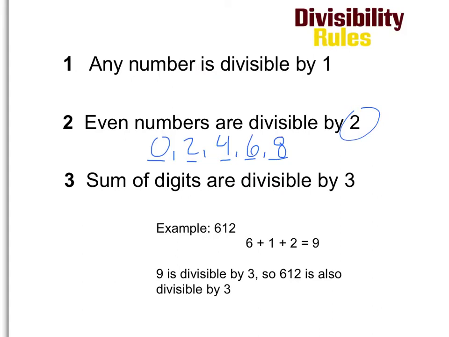3 is kind of a trick. So 3, it says the sum of the digits are divisible by 3. What that means is I take my number, for example, 612, and I add up each piece or each digit, 6 plus 1 plus 2, and that's how I get 9. Since 9 can be divided by 3, then I know that 612 can also be divided by 3.